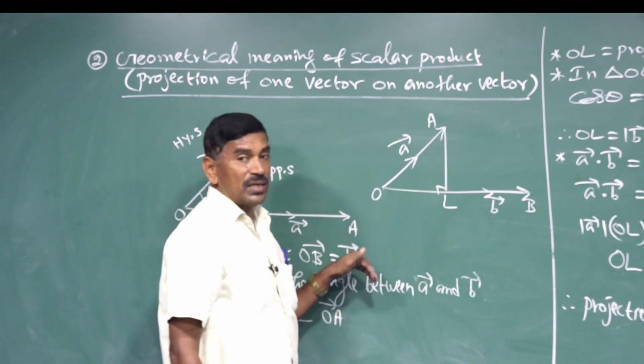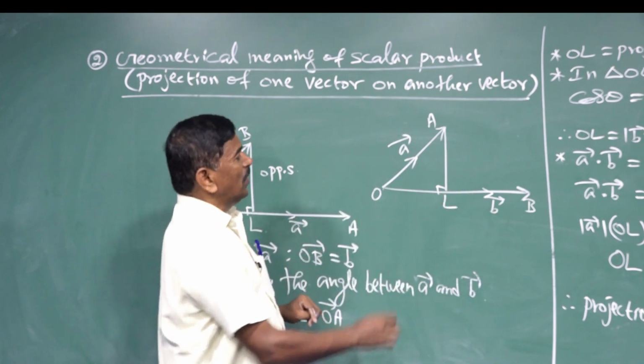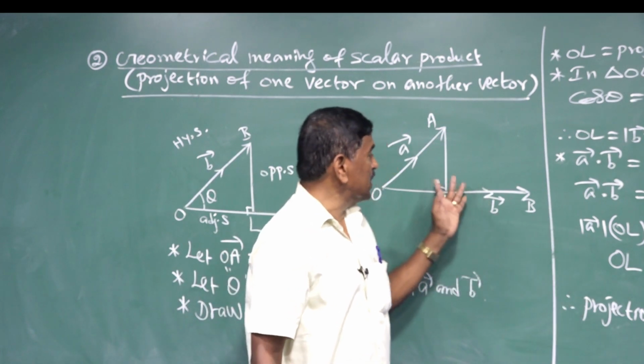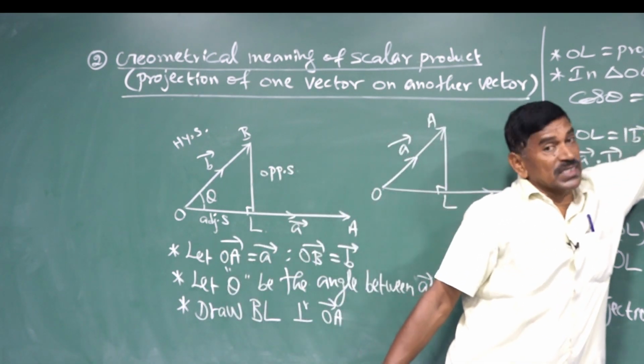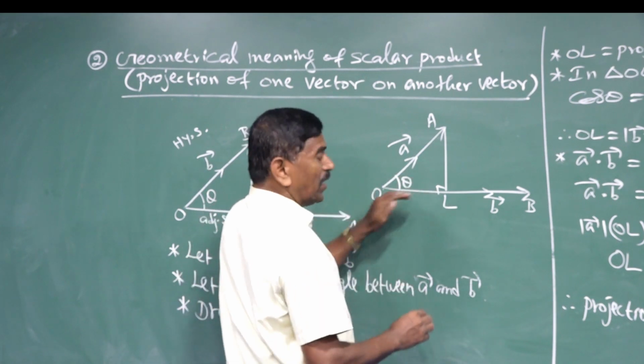This same bookwork we can derive in one more way also. Both are correct. That is, the first diagram gives the first formula and the second diagram gives this second formula. That's all. Now, let theta be the angle between a vector and b vector.